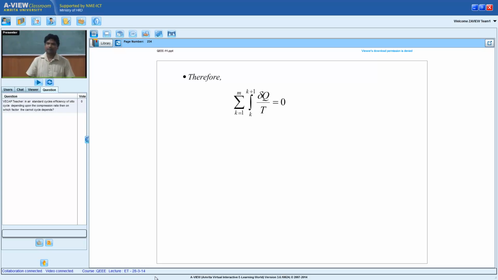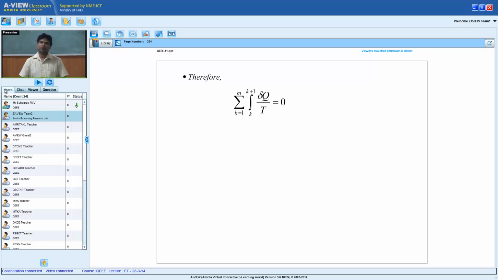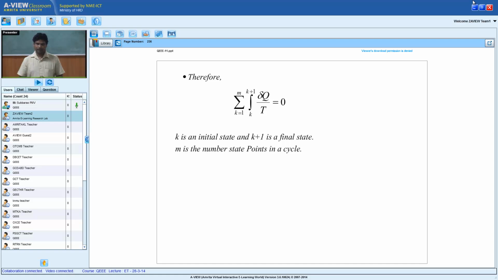Okay, so this is what the reversible cycles talk about. All the reversible cycles say that the cyclic integral of del q by T is 0, whatever may be the number of processes. Okay, k is the initial state, k plus 1 is the final state. I have m number of processes going through. Okay, so you can see this one. M is the number of state points in a cycle: 1 to 2, 2 to 3, 3 to 4, 4 to 5. And the last one is same as the first one, of course, m plus 1 is equal to 1. Therefore, for all reversible cycles, what is good?